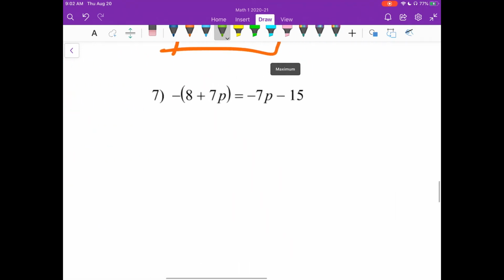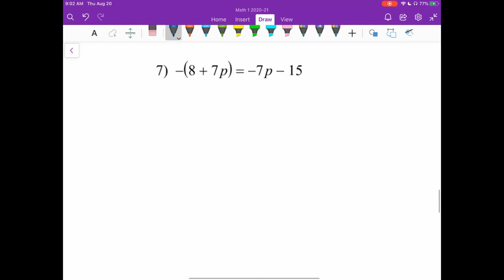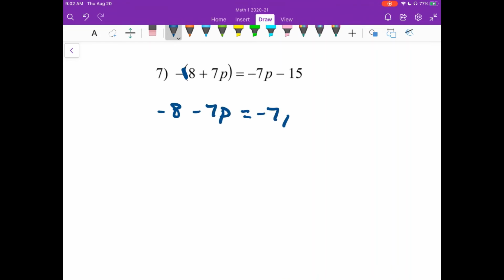Okay, number 7. I'm going to start off by, again, distributing this -1 that's hanging out front. So I'm going to have -8 minus 7p, and then equals -7p minus 15. All right, now deciding where your variable is going to go. Now right here, I've got a negative 7p on the left, negative 7p on the right. That's kind of odd. Why don't I just add 7p to both sides?